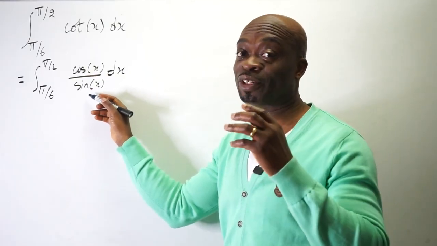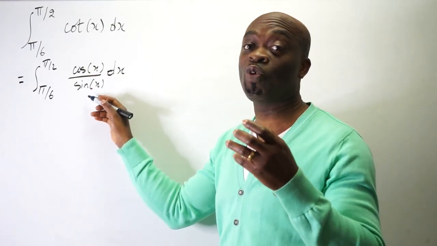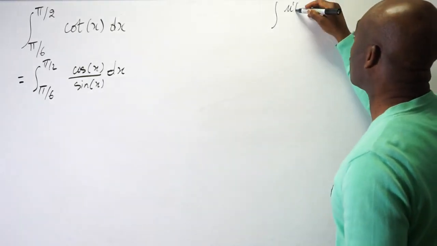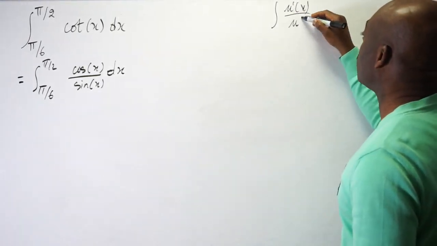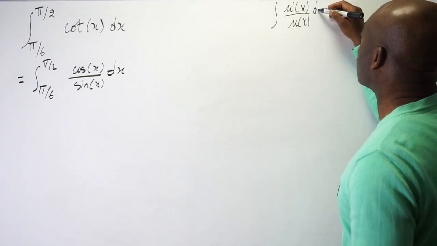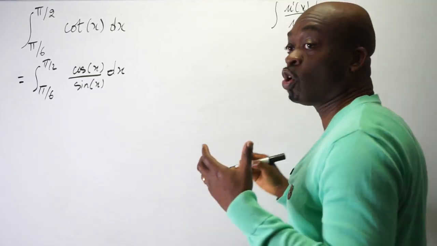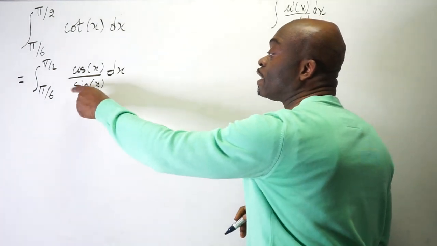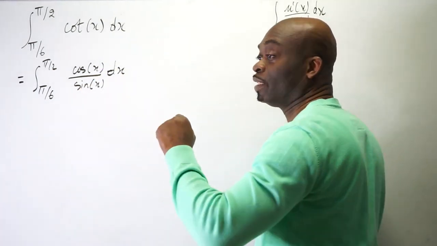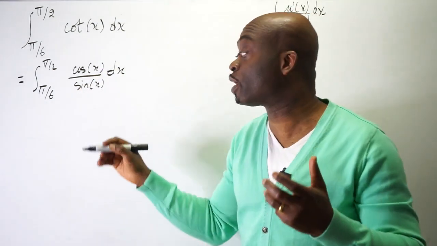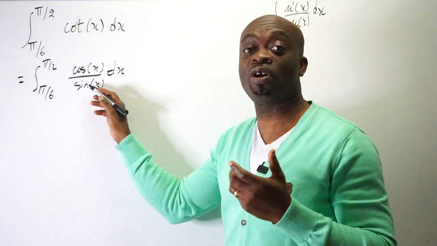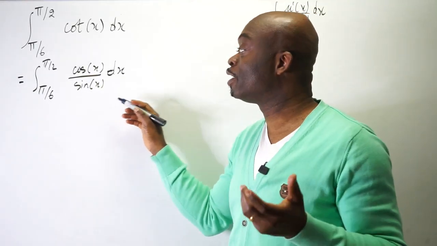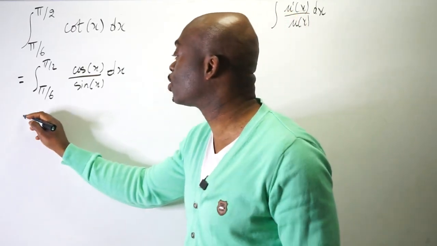Anytime you see a fraction, something pops up, which is, do I have the format u prime of x over u of x dx? Okay, so you can think about that. That means the derivative of the bottom piece gives you the top one. Yes, in this case, because the differentiation of sine x equals cosine x. Bingo. All right?